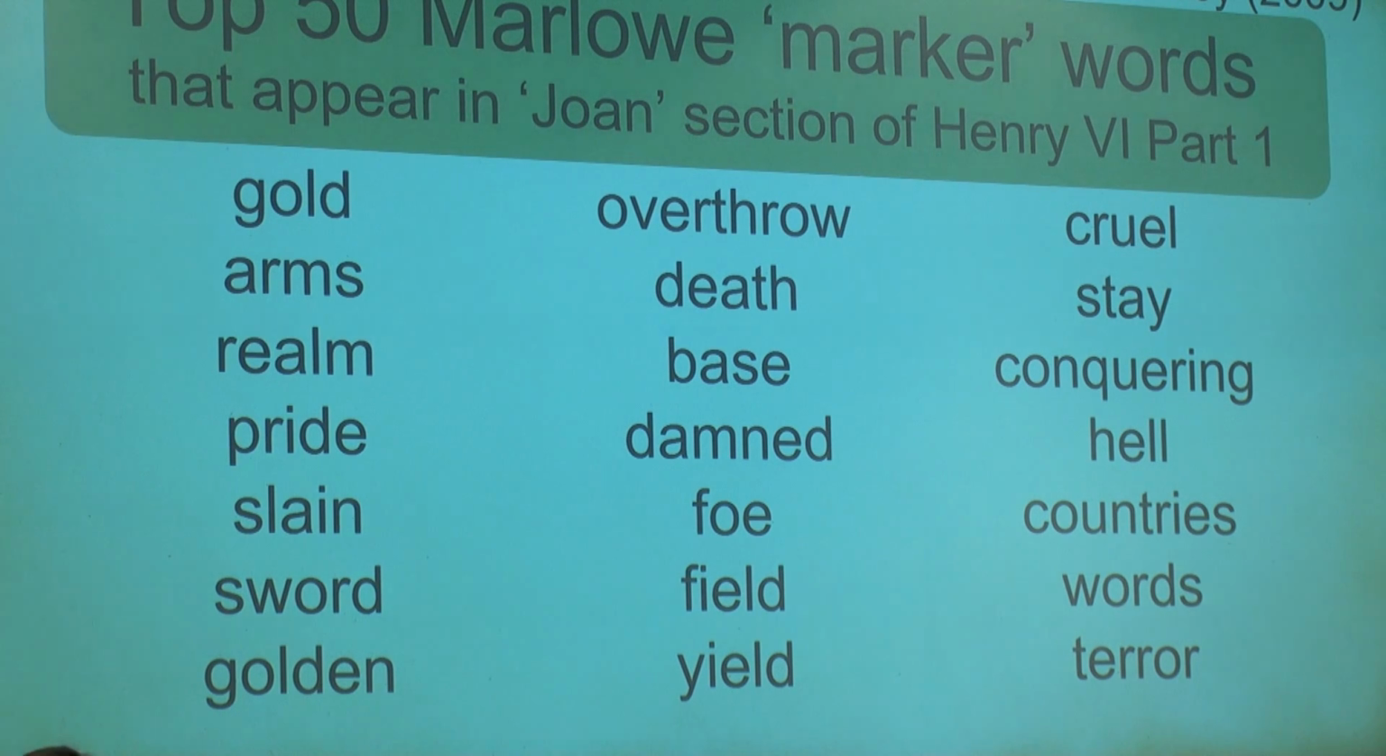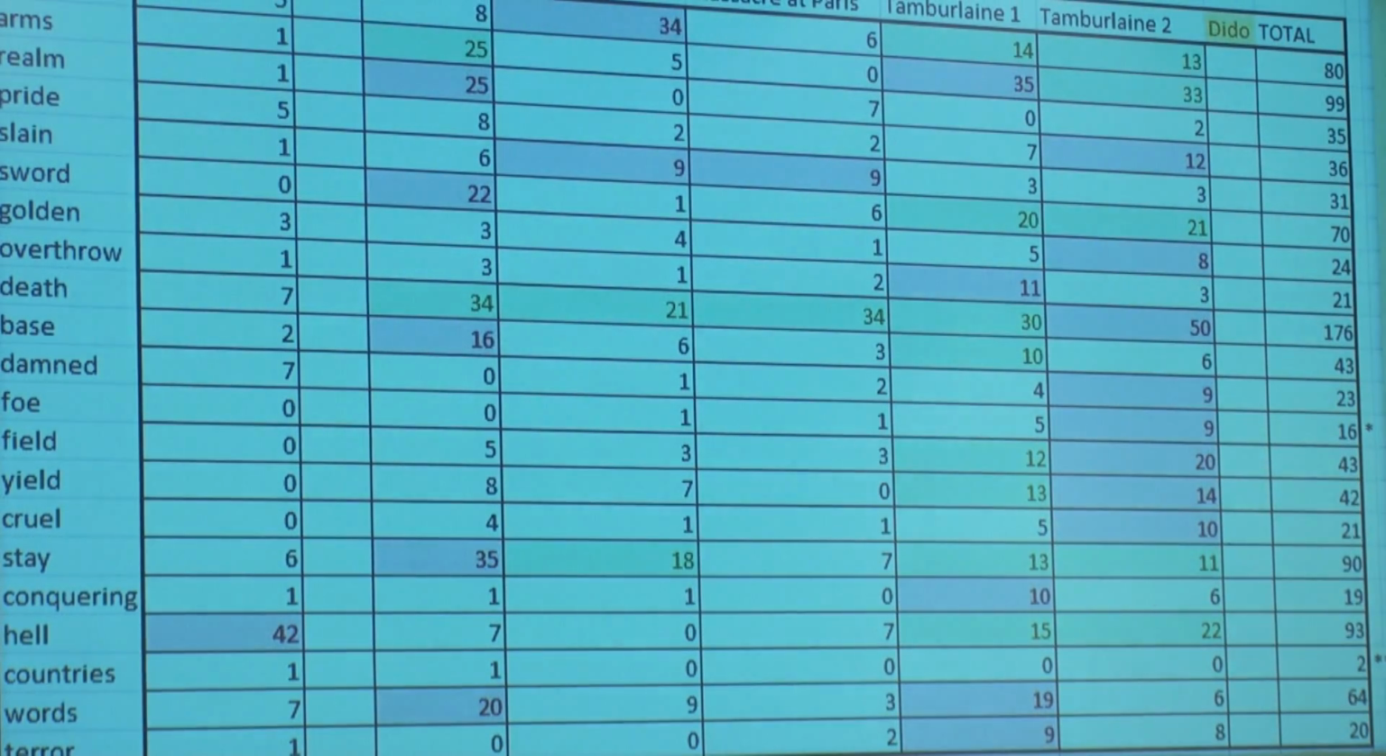I was wondering whether some of what they call Marlowe's marker words have been derived from a single play in the canon. Hell, for example, obviously used quite a lot in Dr. Faustus. So I did a little research of my own. I conducted a simple word count for the words that Craig listed.